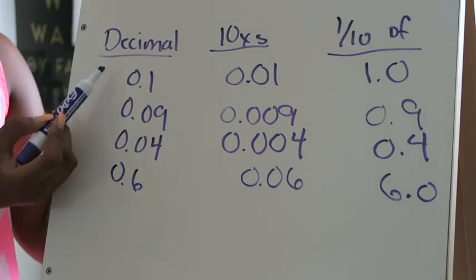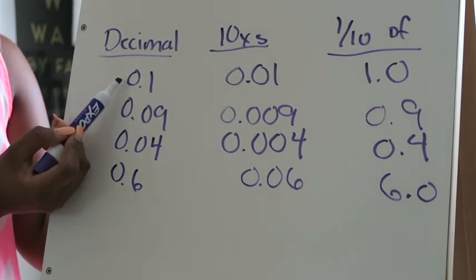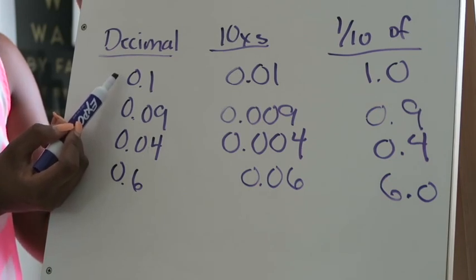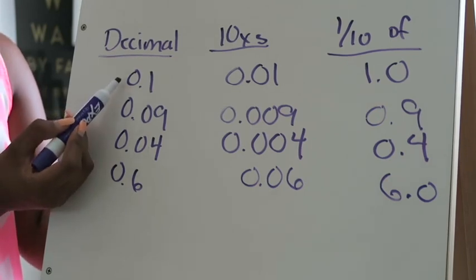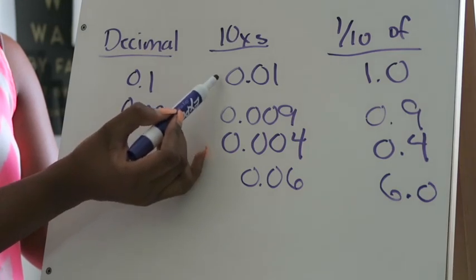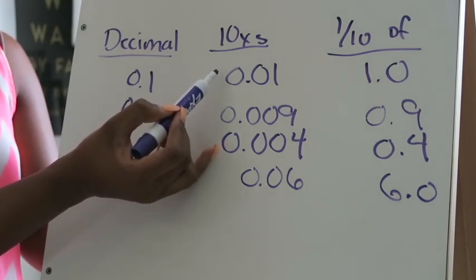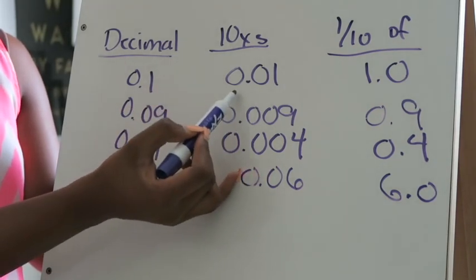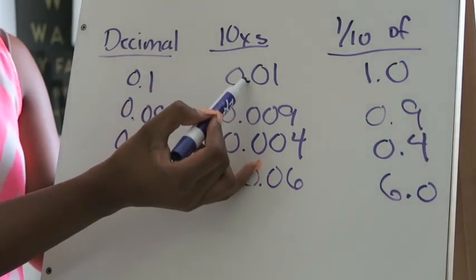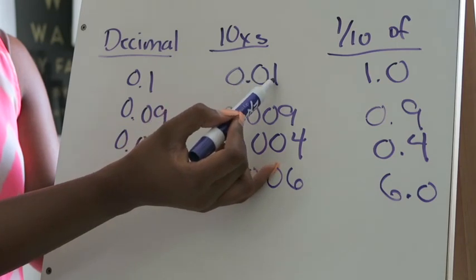So the way to read this chart is you're going to first look at the decimal. The first decimal in the chart for number 3 is 1/10. When you go to the 10 times column, you're going to ask yourself, what is 1/10 10 times as much as? And the answer to that would be 100. So you write the decimal 0 and 100.